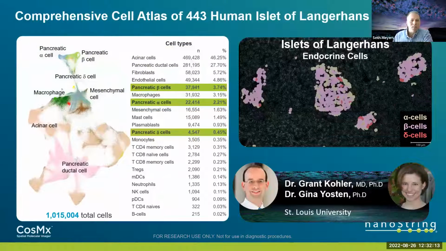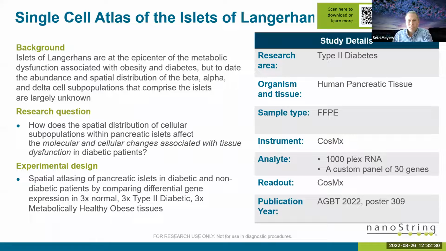And so from this, we were able to look at about 1 million cells in total that they profiled, and we were able to pull out these particular cell types. Here we're looking at these specific endocrine cells that you can look at within this field of view that otherwise we weren't able to. What he really wanted to look at was a spatial atlasing of these pancreatic islets in diabetic and non-diabetic patients.